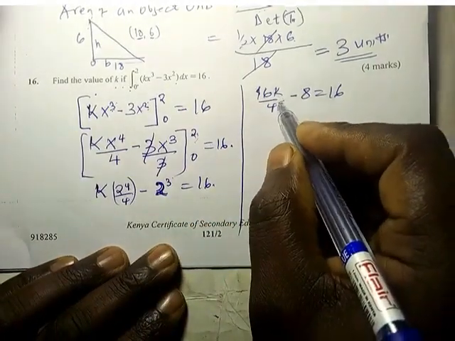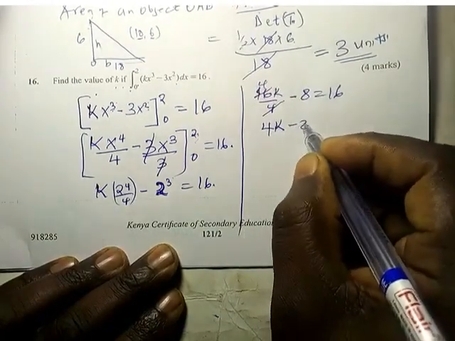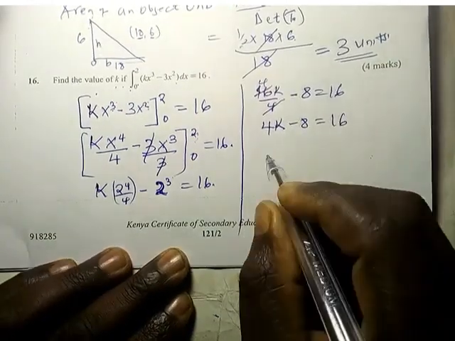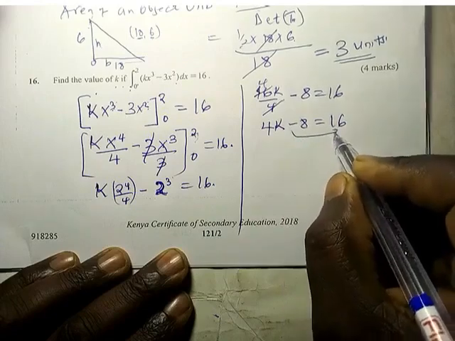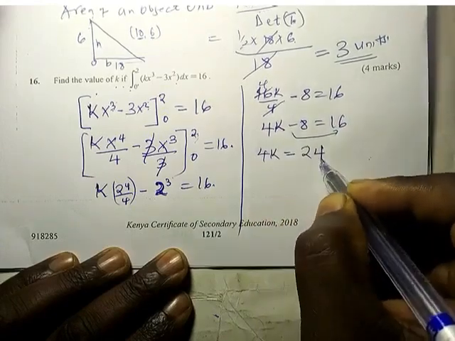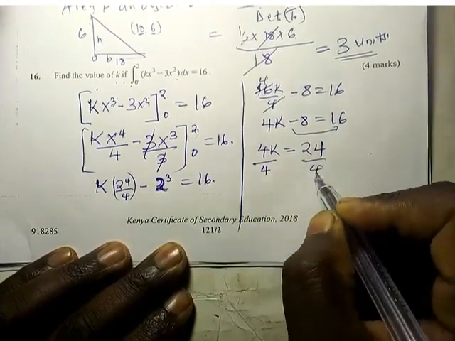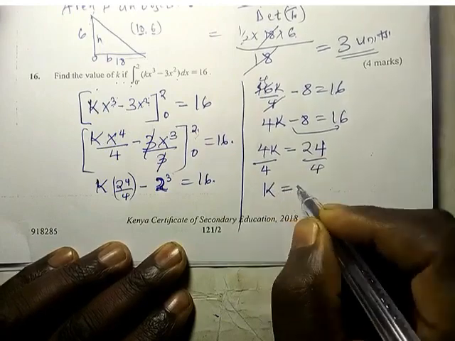Now this one can cancel with this 4. So we have 4k minus 8 equal to 16. So this one goes there. So 4k is equal to 24. So divide by 4, divided by 4. So k is equal to 6.